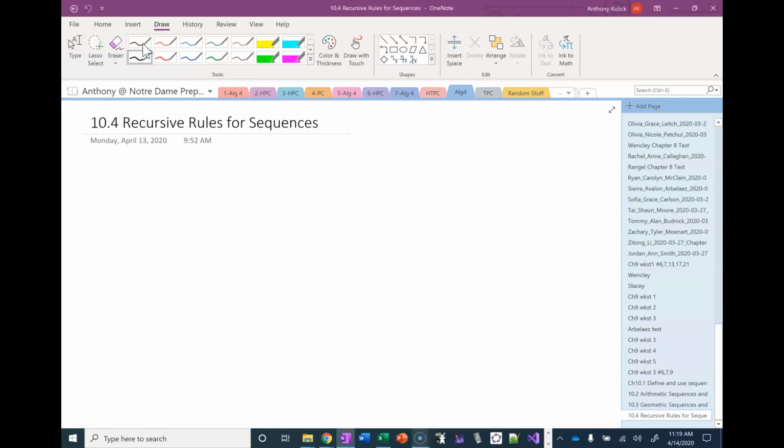Hi all, welcome back. Today we're going to look at our last section in chapter 10. In this section we're going to look at recursive rules for sequences. So at this point, when we've described our rules for geometric and arithmetic sequences, we describe them explicitly.